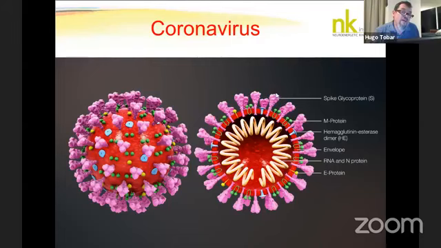So you can see you've got the spike proteins in the membrane of, well, it's the viral envelope. They call the membrane an envelope for a virus, but it's really just a membrane.